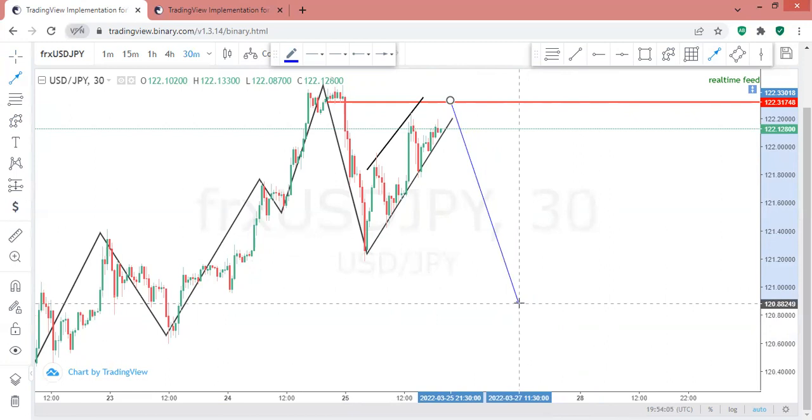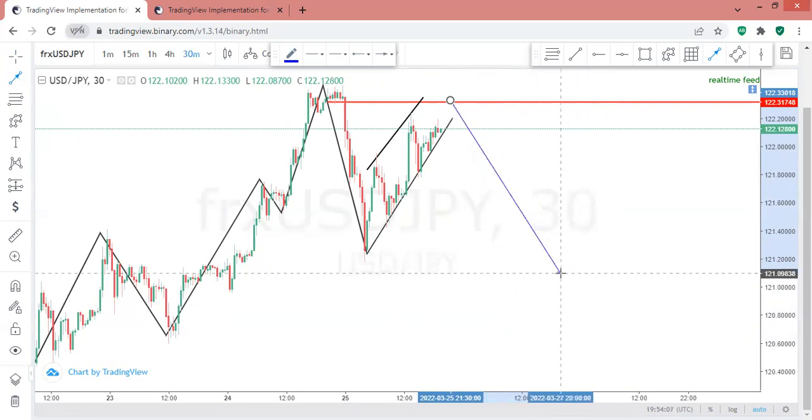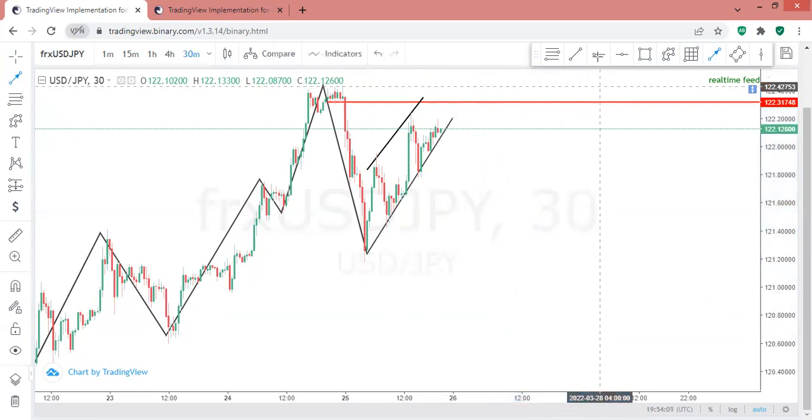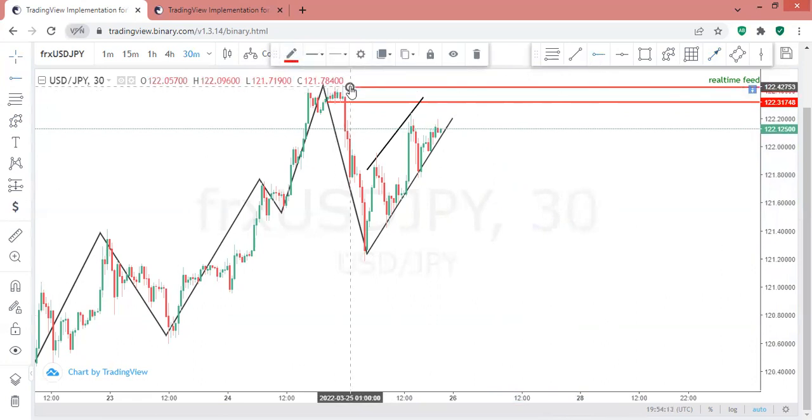Where will you put your entry if you want to sell this market? Where will you be planning to sell? This is my selling zone: the last up candle before the sell that broke structure.